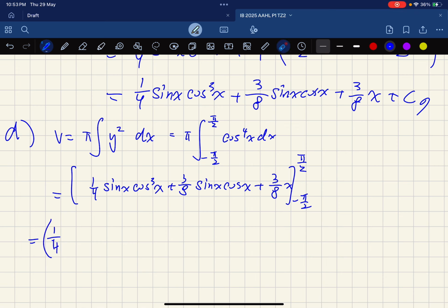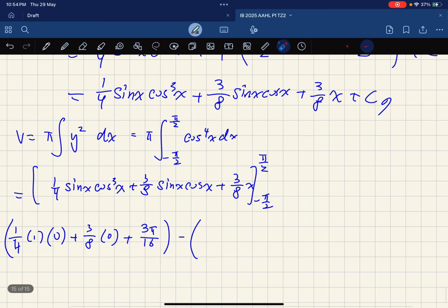Okay, so sine 90, right? All of them are 90 anyway. So sine 90 is 1, cosine 90, bye-bye, it's 0. And then 3 over 8, sine 90 is 1, cosine 90 is 0. So basically all the sine cosine terms are 0 in here. Plus 3 over 8 times pi over 2, so 3 pi over 16, right? Minus, so put negative inside.